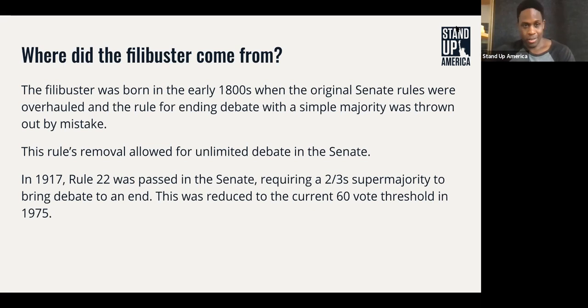And once that started to be abused a little bit, in 1917, the Senate passed what is known as Rule 22, which established a threshold for ending debate. At the time, it was a two-thirds majority, so essentially 67 votes to end debate. And then in 1975, that was reduced to where we are now, the 60 vote threshold.